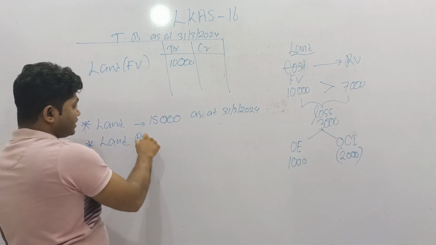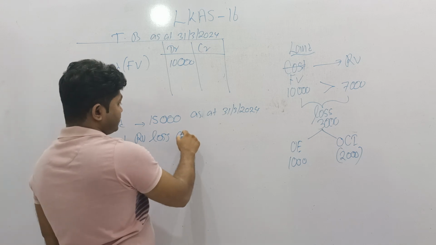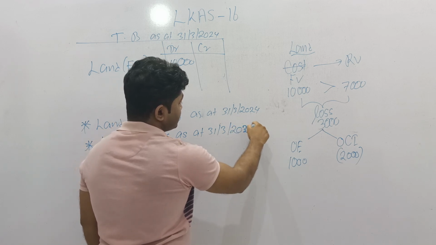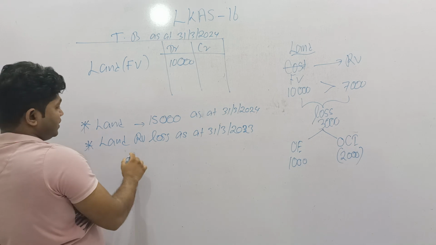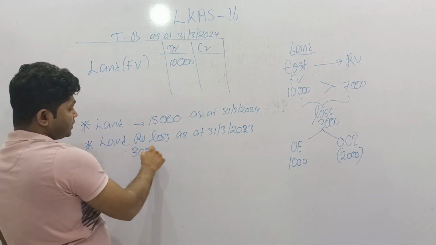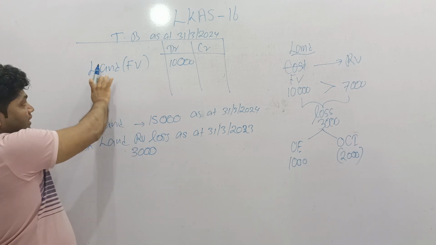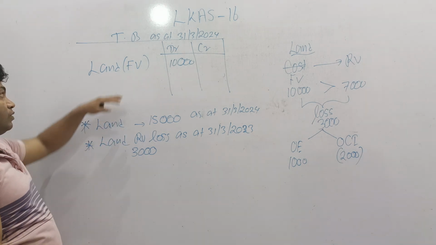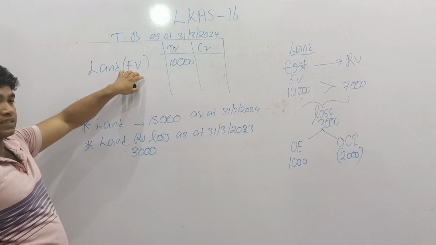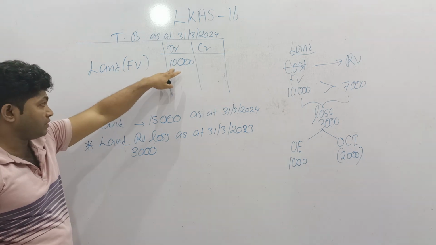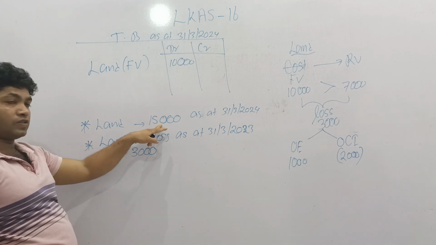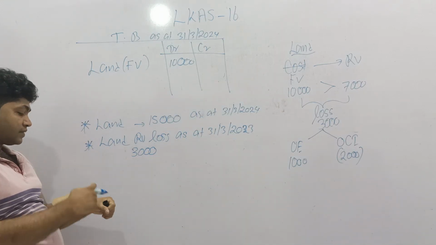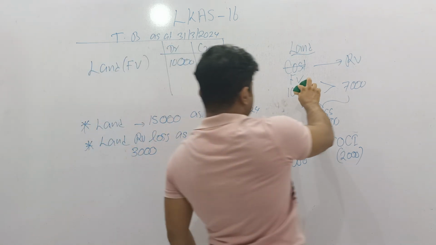Land revaluation loss, previous year, as at 31st March 2023. Think about this: the previous year is a loss, equal to, for example, 3000. There was a previous loss, same example. Think the land fair value is given. If fair value is given, this is the second time revaluation, already revalued. If cost value is given, it is the first time revaluation. Right. This is the previous year revaluation amount and this is this year's revaluation amount. But given the adjustment, land revaluation loss 31st March 2023, meaning last year, it is the second time revaluation, but a previous loss is available.